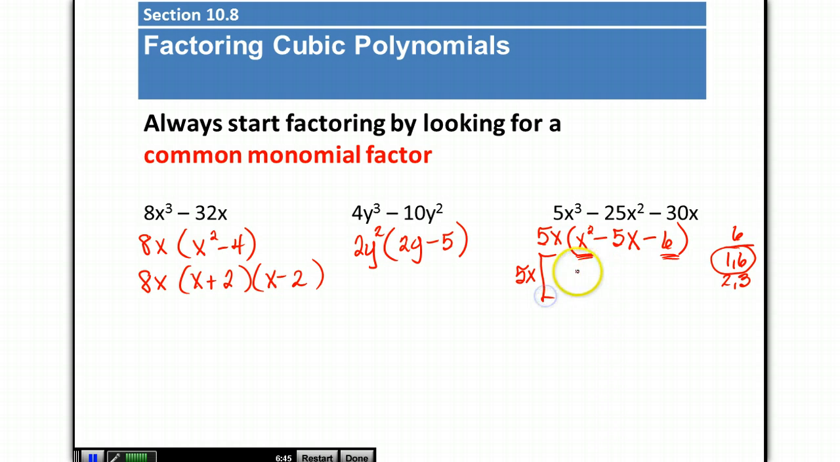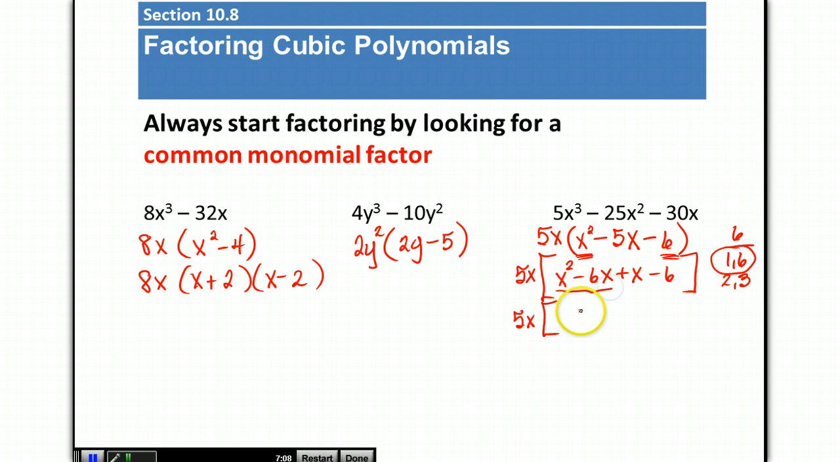I'll put a bracket here because I'm going to have a lot of stuff in the parenthesis. I'm going to go x squared. If you remember, I always like to write the negative term first. Plus 1x minus 6. Now I factor by grouping. Any questions so far?